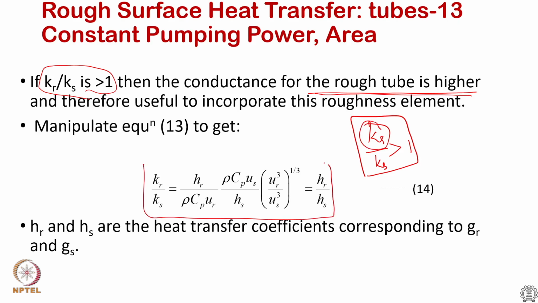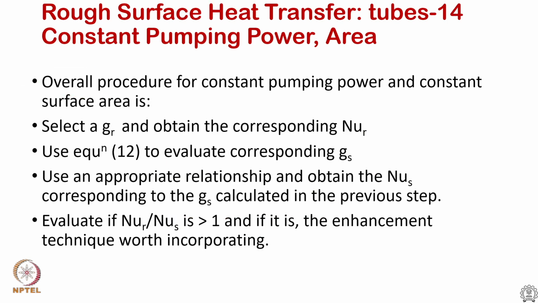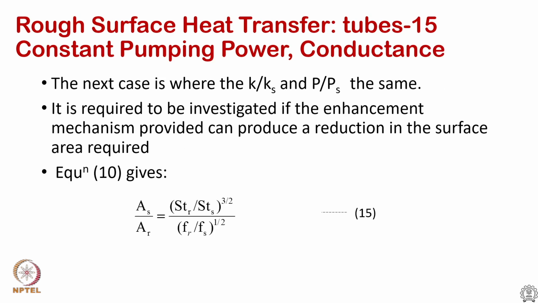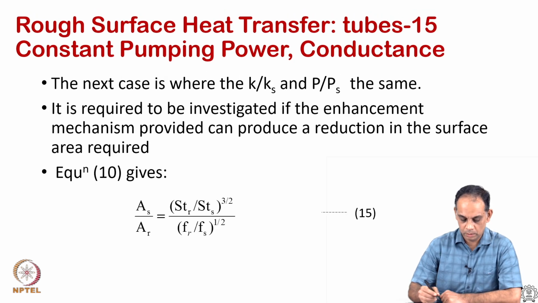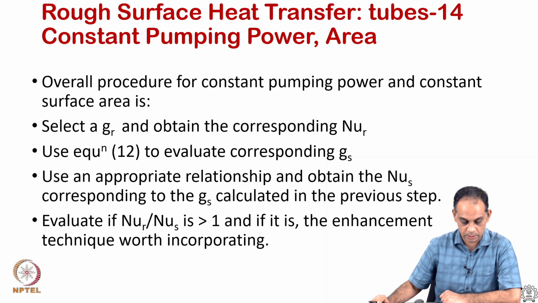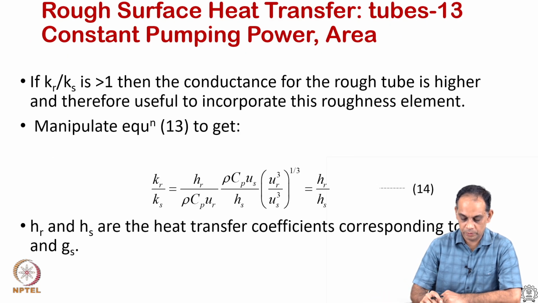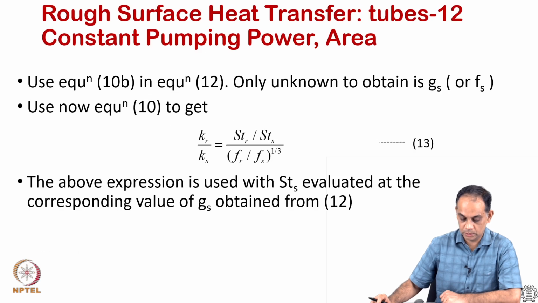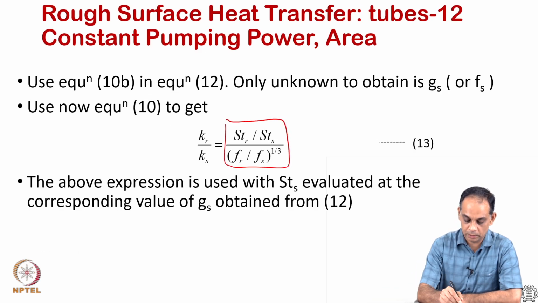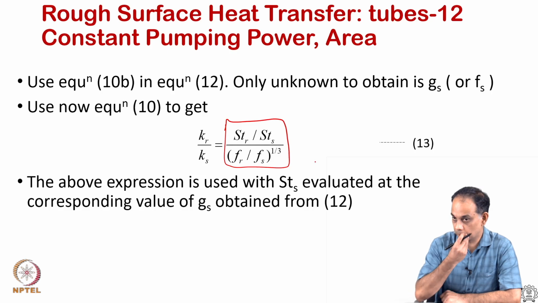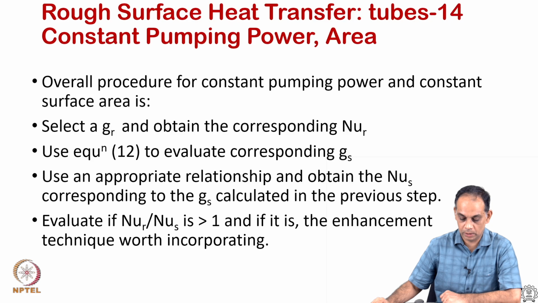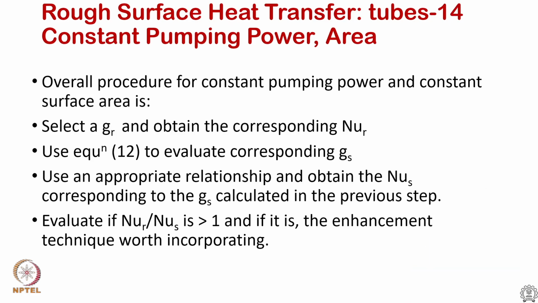You can manipulate the expression and you will see that it is only a ratio of the heat transfer coefficient Hr divided by Hs. So, with this expression that we discussed, we get a heat transfer coefficient ratio, and this expression gives us a very good assessment of whether the proposed enhancement scheme is going to work for you or not. That is why we can use it as a criterion for judging the constant pumping power, constant area case.